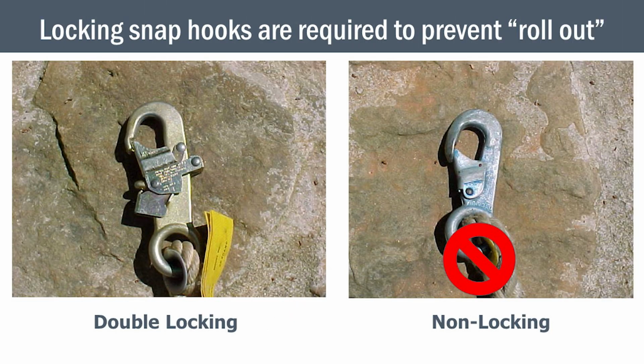Notice the two different ones here in this picture. See the snap hook on your right compared to the double locking on your left? Years ago, people had these. I seen these when I first started out in the industry. But those, you can have something called rollout, especially if you use it with wire rope. They can push that open and the thing can roll out.